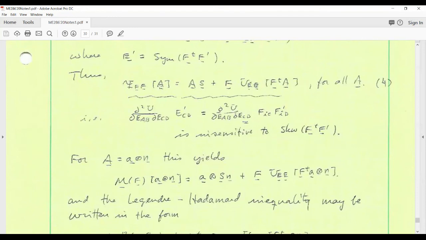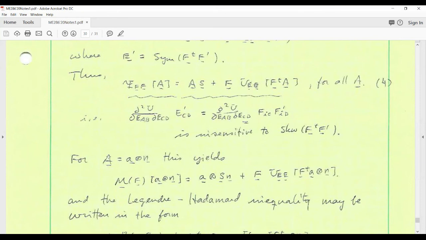Our Legendre-Hadamard inequality involves tensors of this form, the tensor product of two vectors. Such a tensor is said to have rank equal to one. It's a rank one tensor. If you recall the notion of rank from linear algebra, the rank of this object is actually one. We'll discuss that later in more detail.